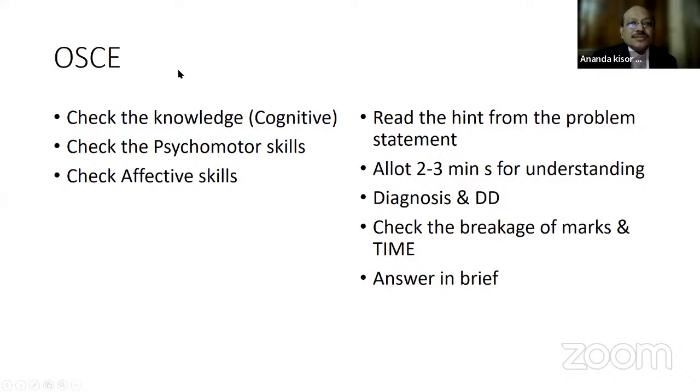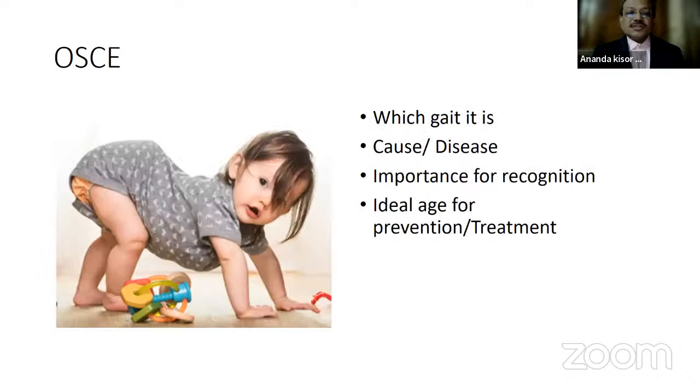In OSCE, the examiner will check knowledge, which is the cognitive skill, the psychomotor skill, and also the affective skill. So how do we crack this? The basic tips: first of all, we have to read the hint from the problem statement. Second, allot 2 to 3 minutes, because in every OSCE station you get 10 minutes for total answering, so at least 2 to 3 minutes should be allotted for understanding the problem. Next is the diagnosis and differential diagnosis, check the breakup of the marks and time also, and then answer in brief.